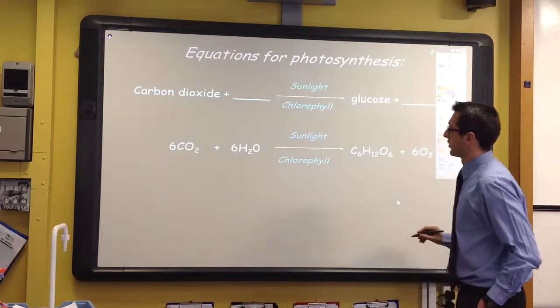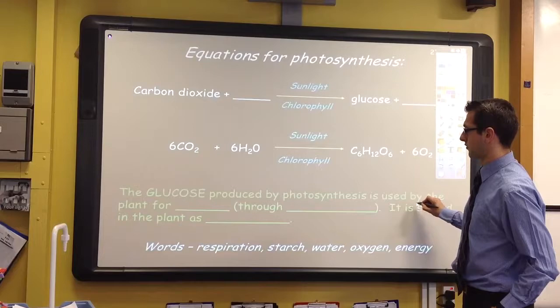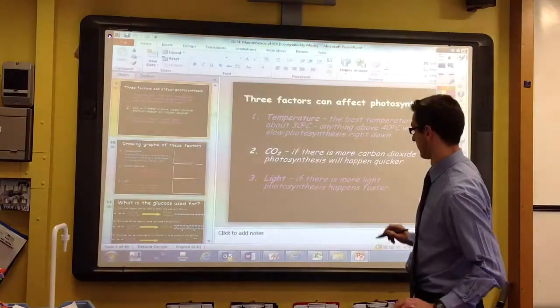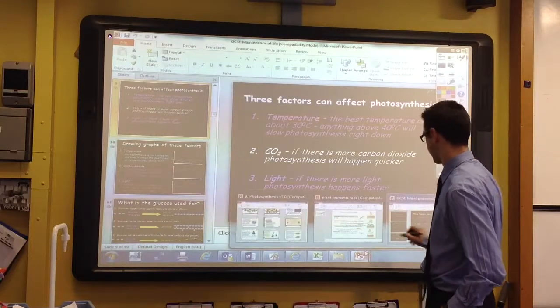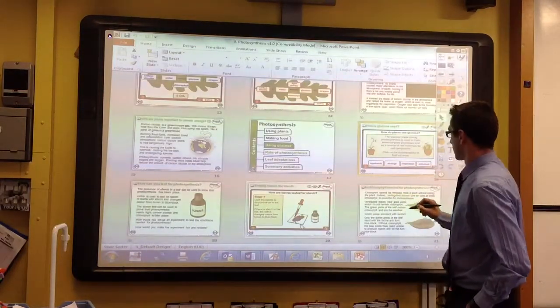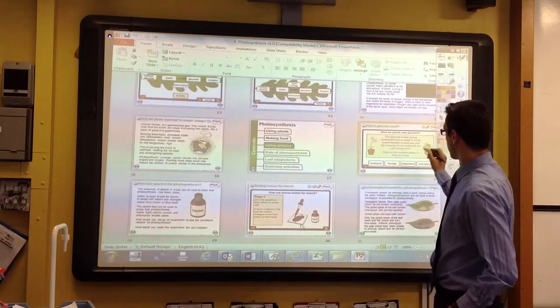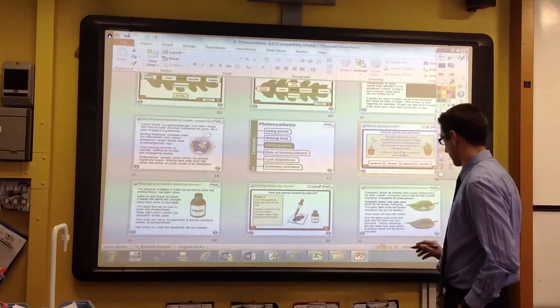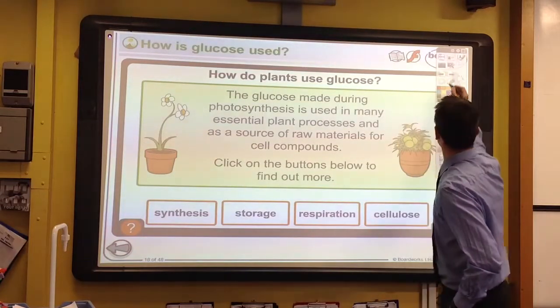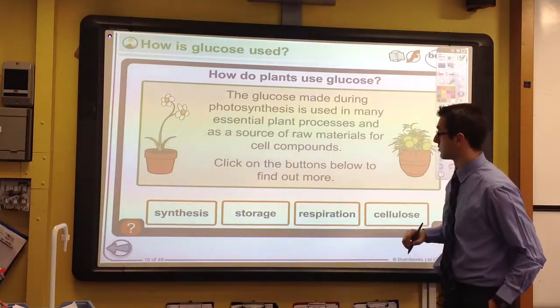We've already looked at the equations of photosynthesis. There's another summary of them. And we'll come back to factors affecting photosynthesis shortly. We need to understand what the uses of forming glucose are and some of the fate of starch. And here are some of the key uses of that glucose.